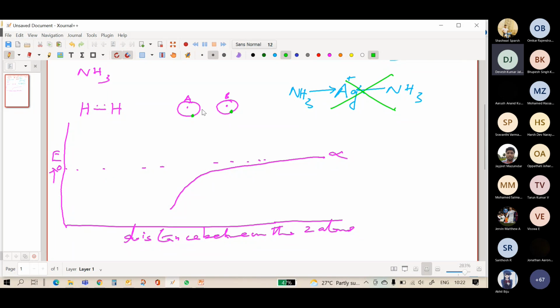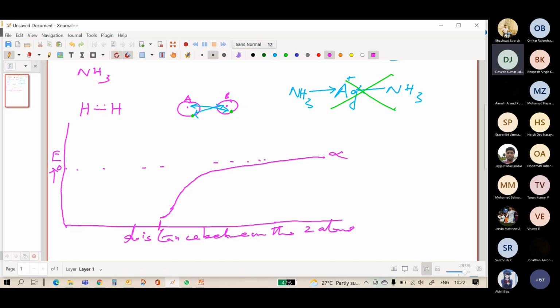As they come closer to each other, you have attractive forces between the electron of A and the nucleus of B, and the electron of B and the nucleus of A. These attractive forces act on each other, bringing the potential energy down. We call this stabilization. In thermodynamics, you might have studied about stabilization. It keeps going down until an optimal distance is reached, where the two hydrogen atoms have the lowest energy.